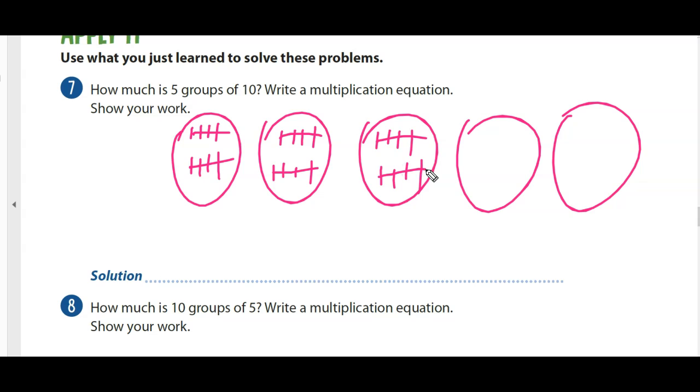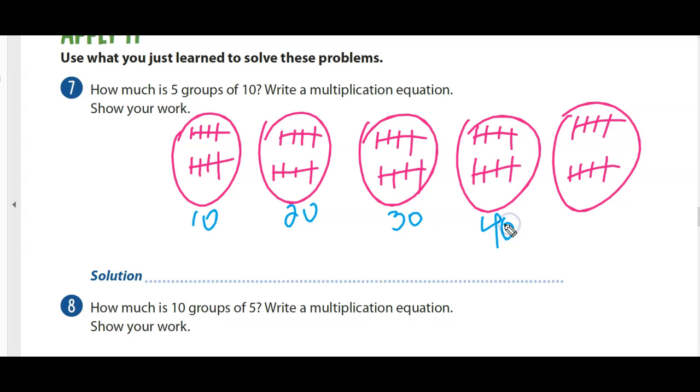I could do little circles in it too. Okay? And I could skip count by how much each time? 10. So I have 10. What's next? 20, 30, 40, 50.